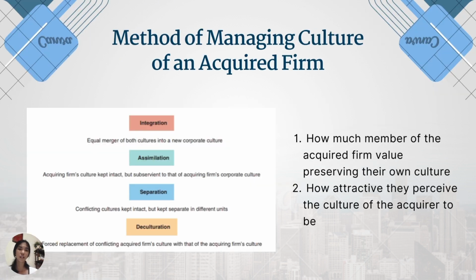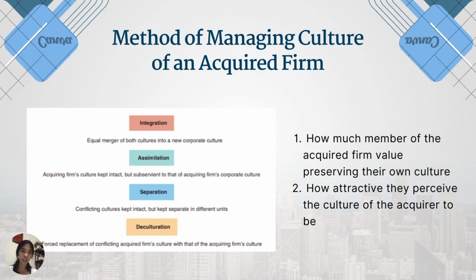Method of managing culture of an acquired firm. The choice of method should be based on the people of the companies and what they really feel will be the most successful way for the company to move forward. What culture is more conducive to making a successful business? The choice of method depends on how much members of the acquired firm value preserving their own culture and how attractive they perceive the culture of the acquirer to be.